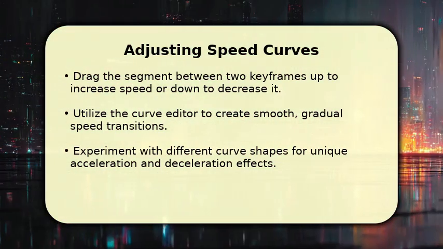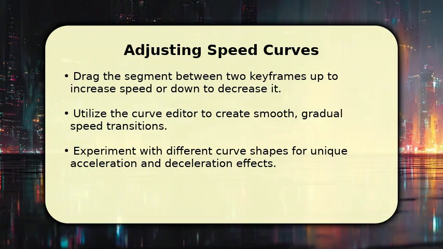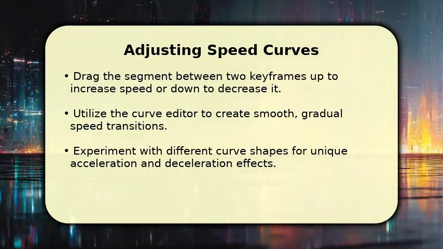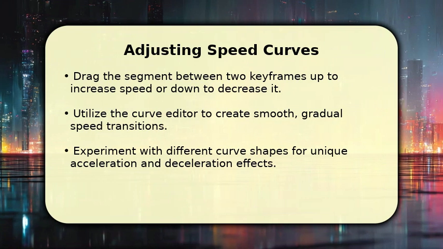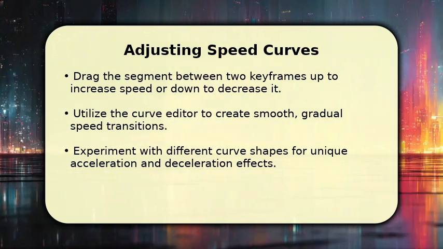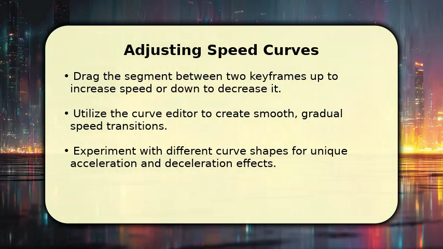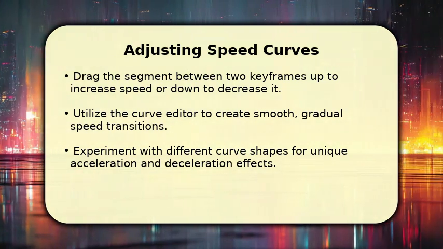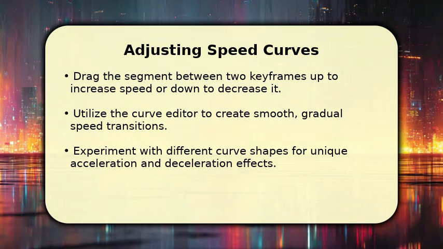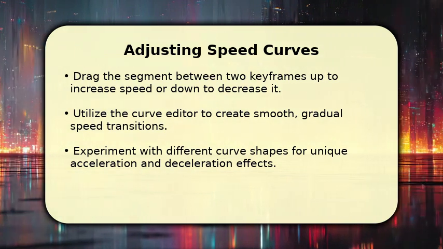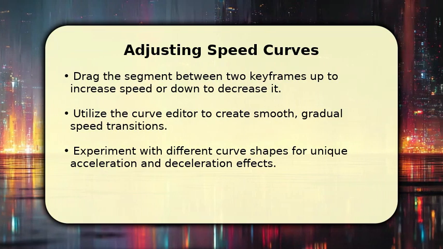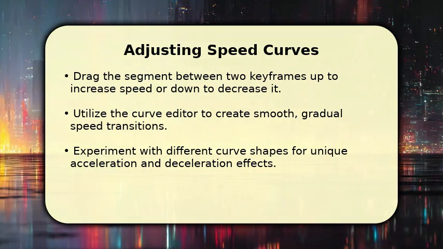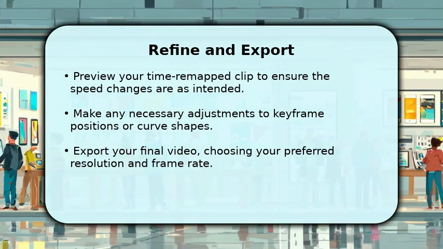With your keyframes set, you can now adjust the speed. Simply drag the line segment between your 2 keyframes upwards to make that section play faster, or downwards to slow it down. For smoother, more cinematic transitions, tap on the curve editor. Here, you can manipulate the Bezier handles to create gentle ramps for acceleration and deceleration, avoiding abrupt jumps in playback speed. Before finalizing, always preview your work.